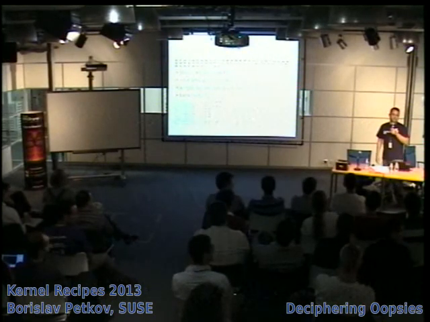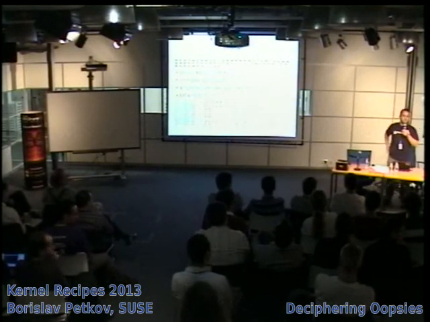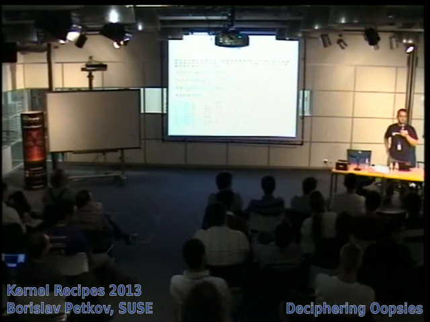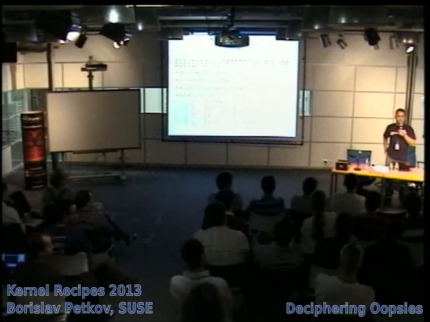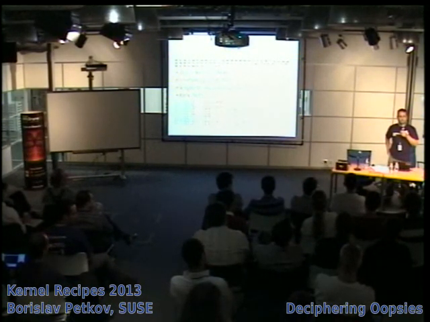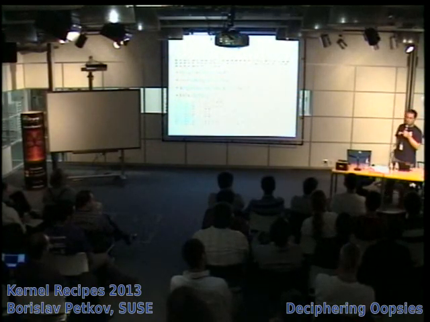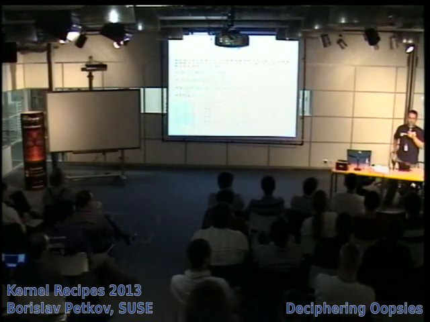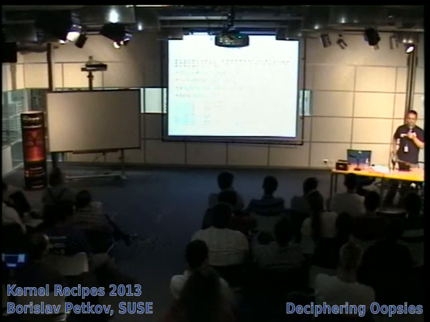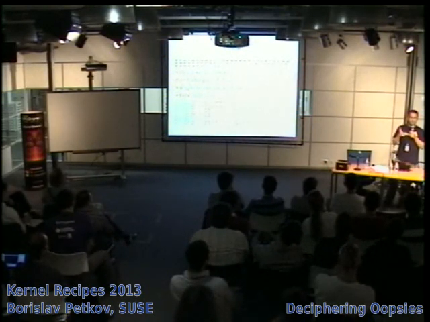Just based on the kernel Oops, could you recover the whole kernel image? Say from this kernel Oops information, could you obtain the compiler option, the kernel version, and so on? It depends on what config options you have enabled. You can regenerate the kernel version.